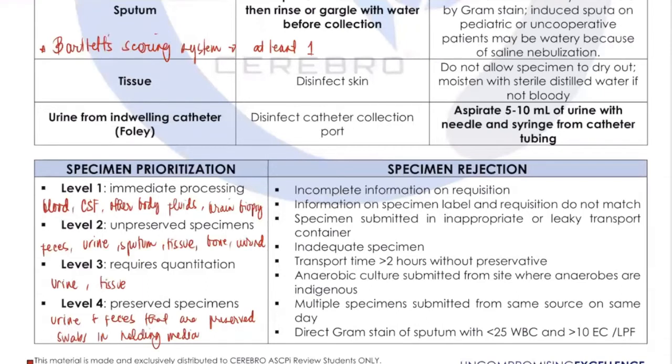Okay? So always remember na yung ating transport ng ating specimen, the transport of the specimen to the laboratory must be within 30 minutes to 2 hours, at room temperature.